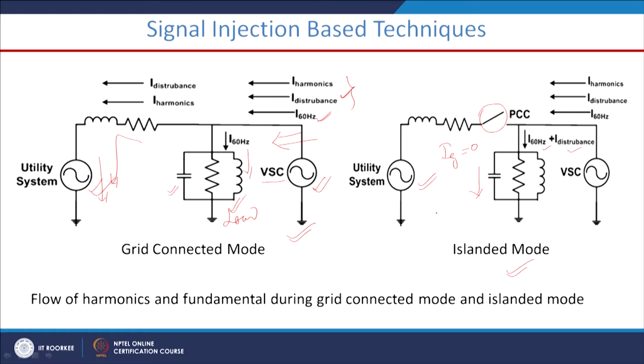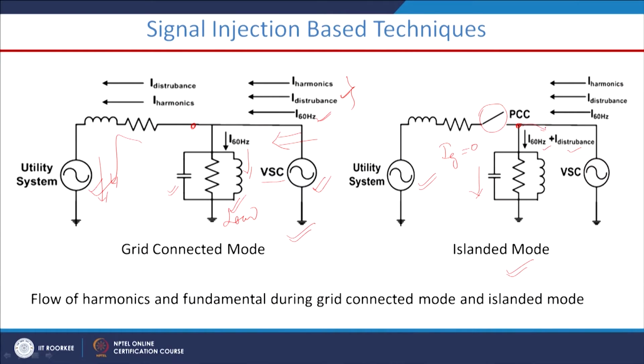So, in the first case the PCC voltage is governed by the grid, but during the islanded mode of operation the PCC voltage is due to the disturbance and the 60 hertz signal. So, the voltage due to this disturbance signal or harmonic signal can always be measured as the harmonic voltage at the PCC, and then the corresponding detection process can be developed.